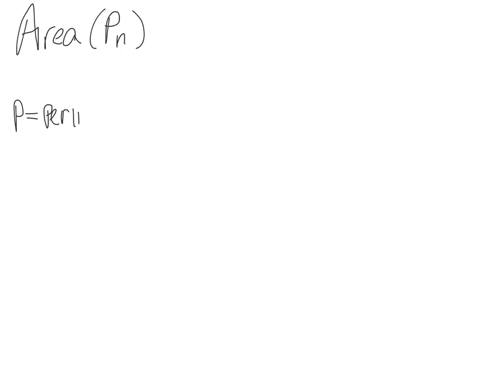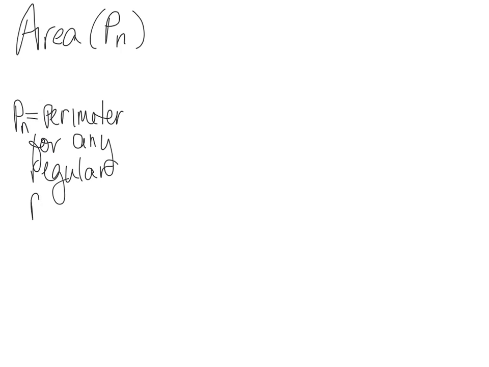Now what's really cool is I can generalize this area formula in terms of the perimeter for any regular polygon. P would be perimeter, we'll say P sub n, for any regular polygon.